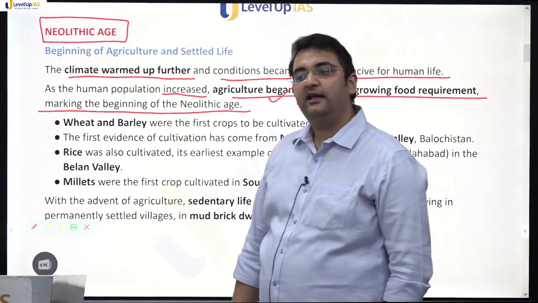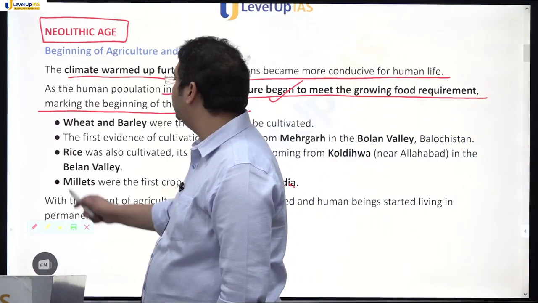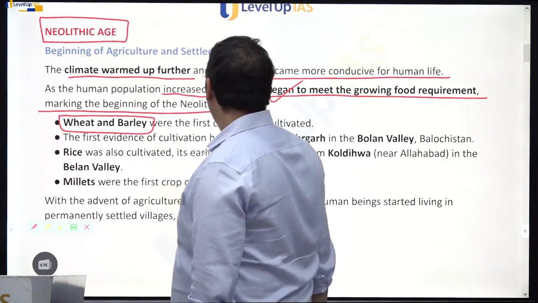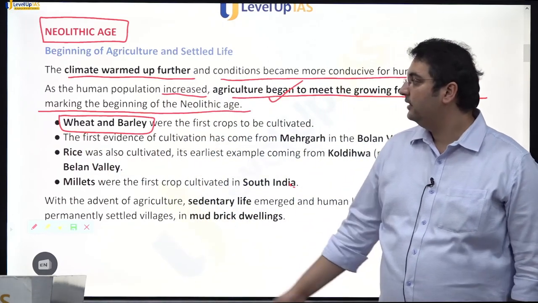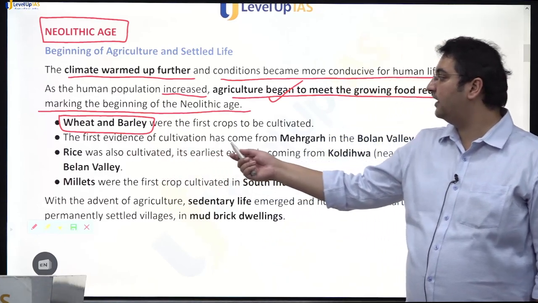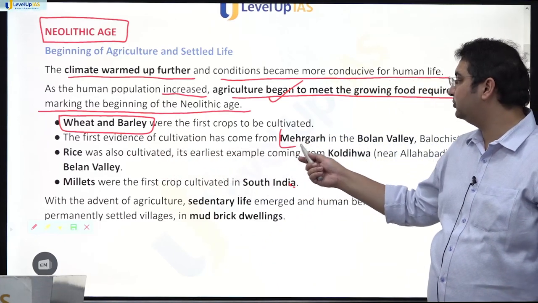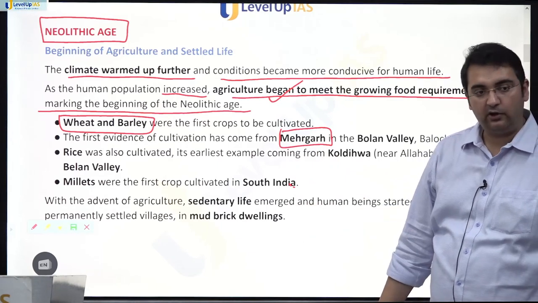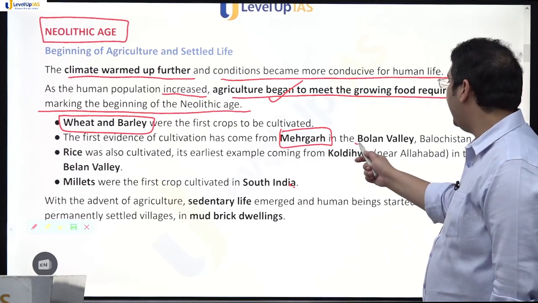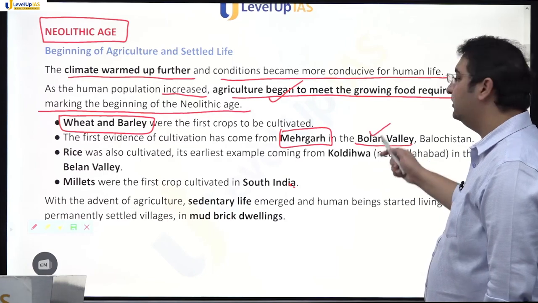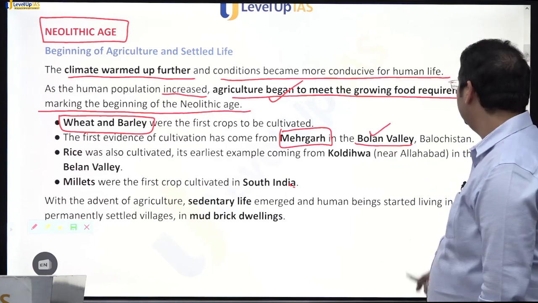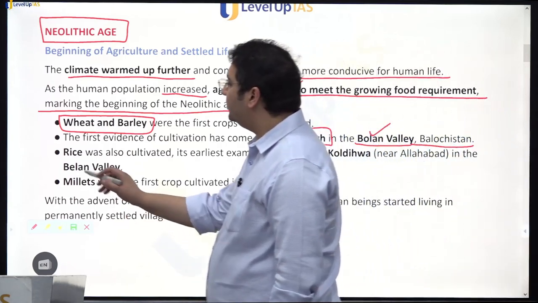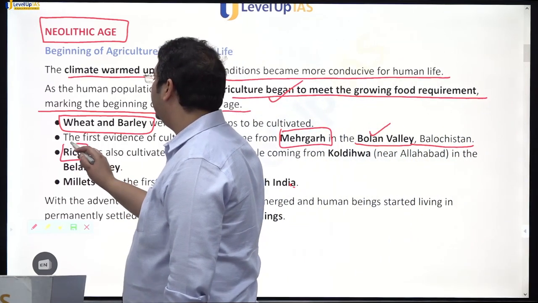Which were the earliest crops to be cultivated? Wheat and barley were the first crops to be cultivated. Okay? The first evidence of cultivation has come from a place called Mehrgarh. This is in present-day Balochistan of Pakistan. In the valley of which river? The Bolan River. Okay? So, Bolan Valley, Balochistan. Rice was also cultivated during this period.